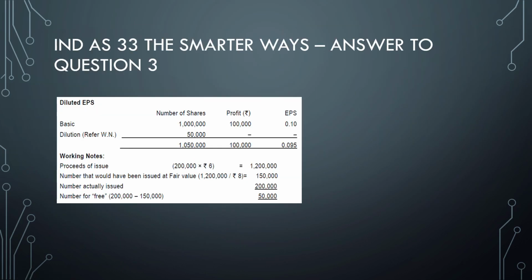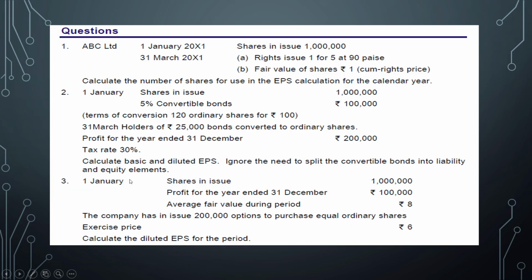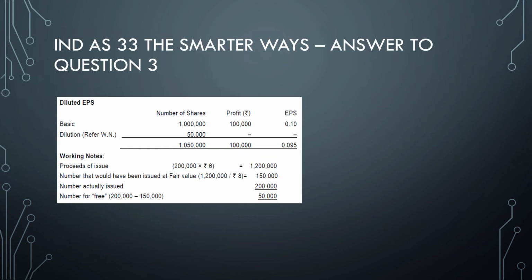So this is again a fairly straightforward question. Again put 4 columns: particulars, number of shares, profit and EPS. The working notes are very important. They carry at least 2 to 3 marks. Proceeds of the issue are 2 lakh into 6, that will give you 12 lakhs, and the number that would be issued at fair value, because it's given in the question, the average fair value is rupees 8. So 12 lakh by 8 will give you 1 lakh 50 thousand, and the number actually issued is 2 lakhs. So the free shares being issued are 2 lakh minus 1 lakh 50 thousand, that will give 50,000.